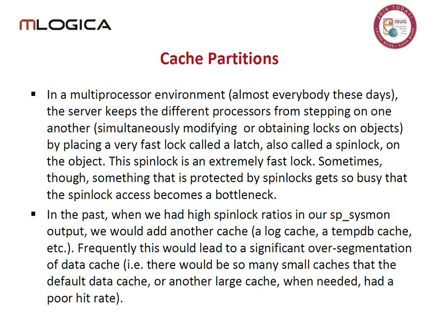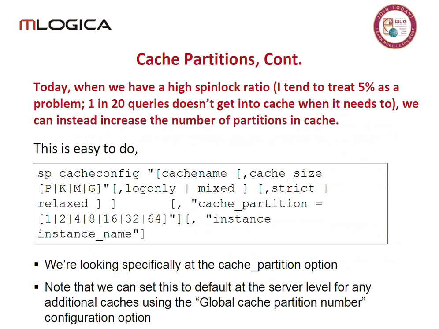Exceptions might be extremely high volume tables. For example, in a trading system, you might want your securities table to be up there. Find out what you're doing your lookups on every single time you do anything. But configuring the cache partitions is very easy to do. You simply do an sp_cacheconfig and specify cache partition equals.